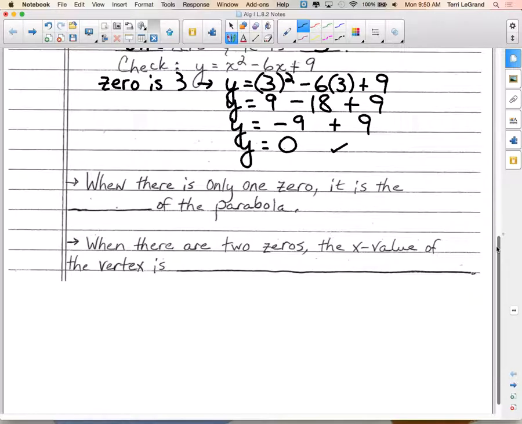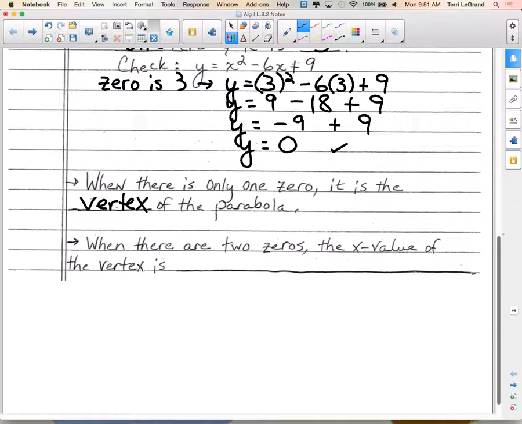So when there's only 1, 0, what do you think we can always say? If there's only 1, 0, what will be true about that quadratic function's graph, the parabola? If there's only 1, 0, it can only touch the x-axis in one spot. When will it only touch the x-axis in one spot? When it's the vertex, that's right. When there's only 1, 0, it is the vertex. You're going to take the x value from the vertex, and you'll have your 0.